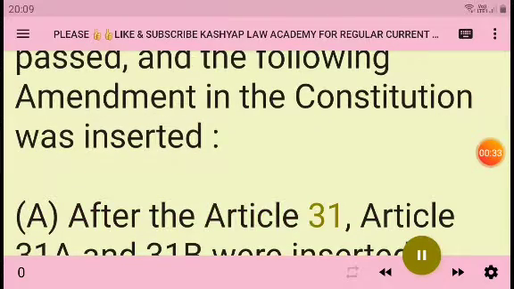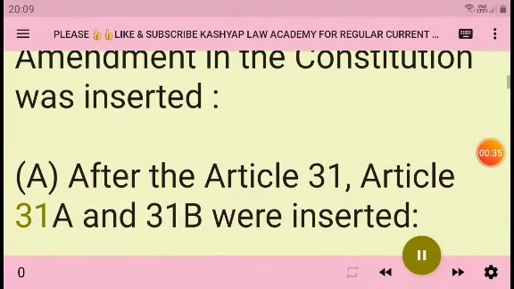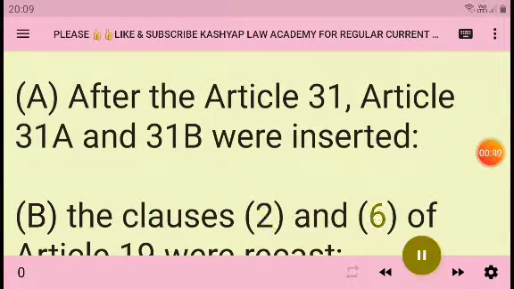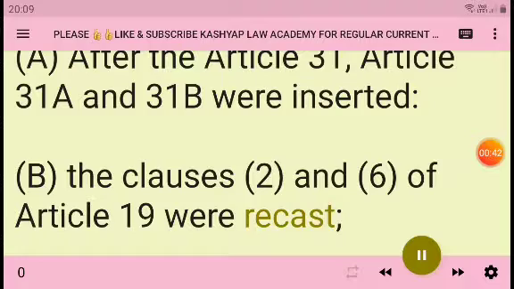A. After Article 31, Articles 31A and 31B were inserted. B. Clauses 2 and 6 of Article 19 were recast.